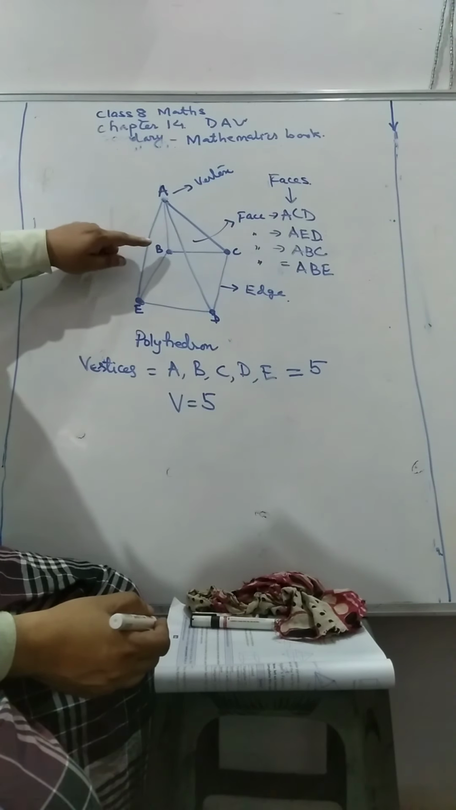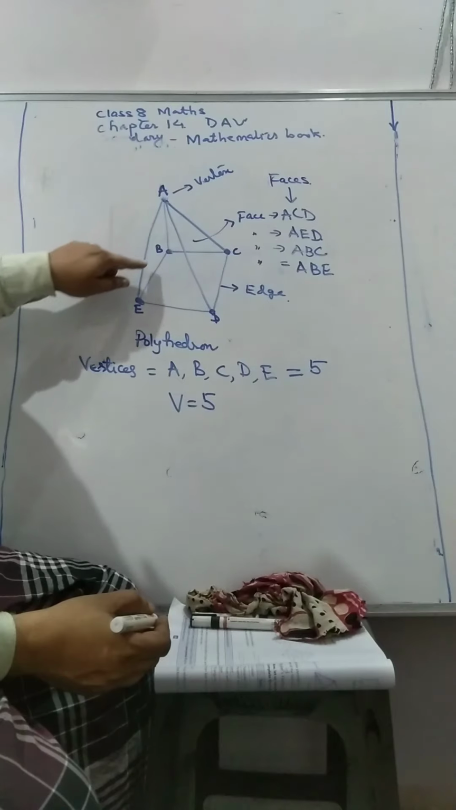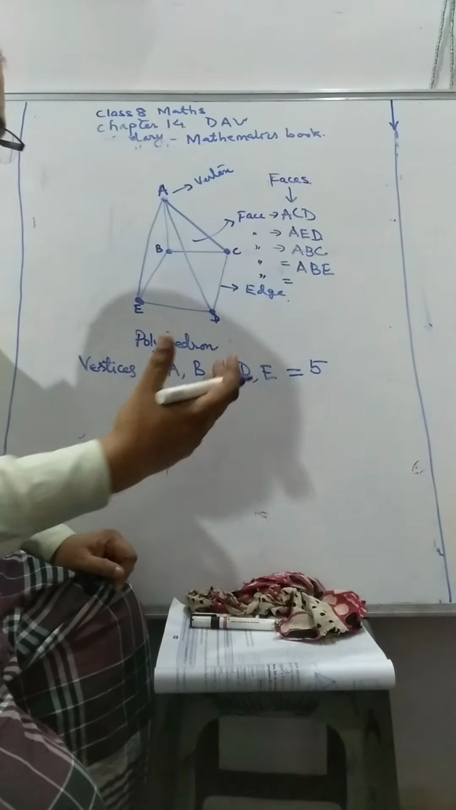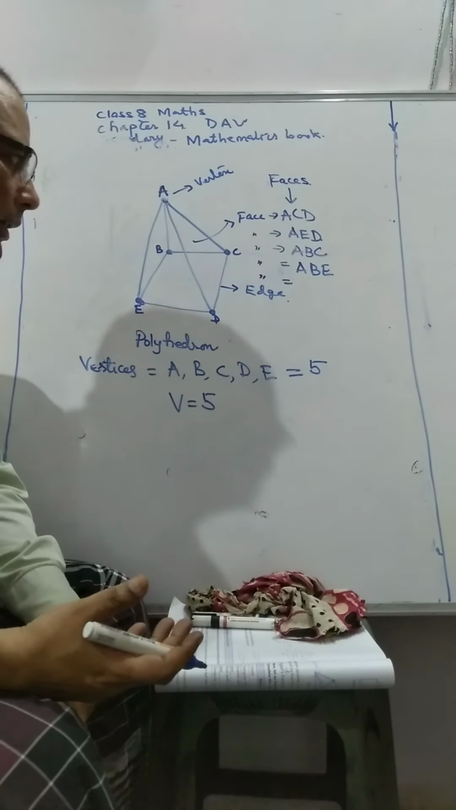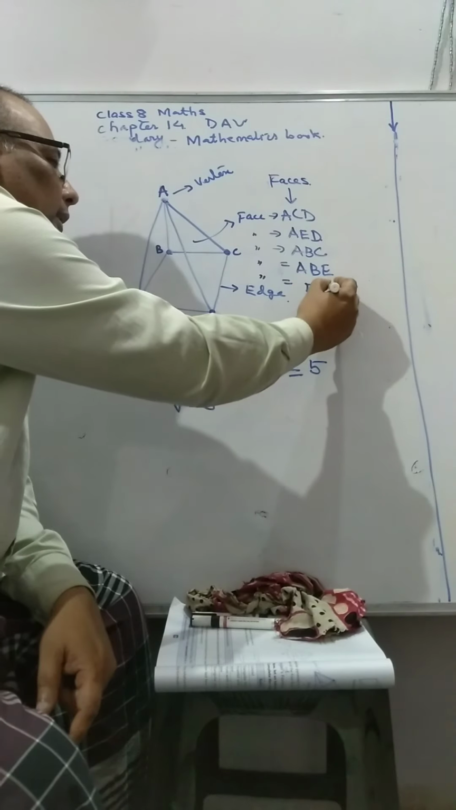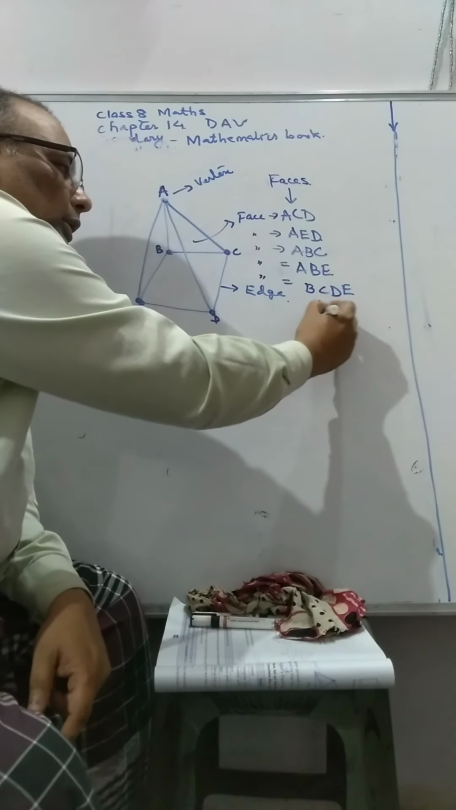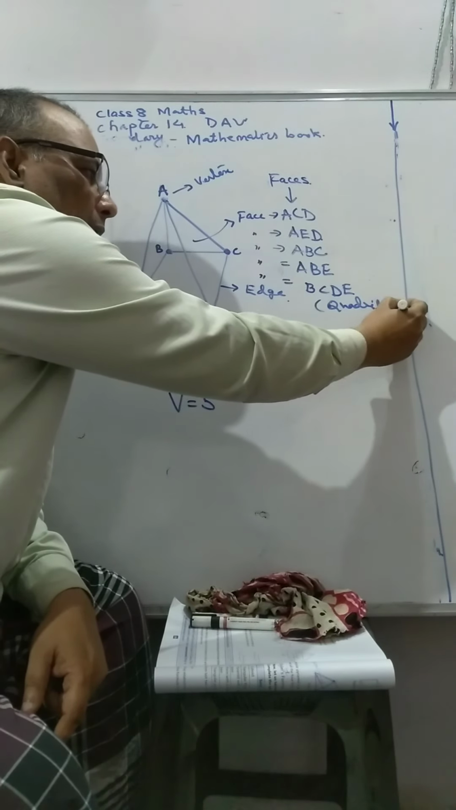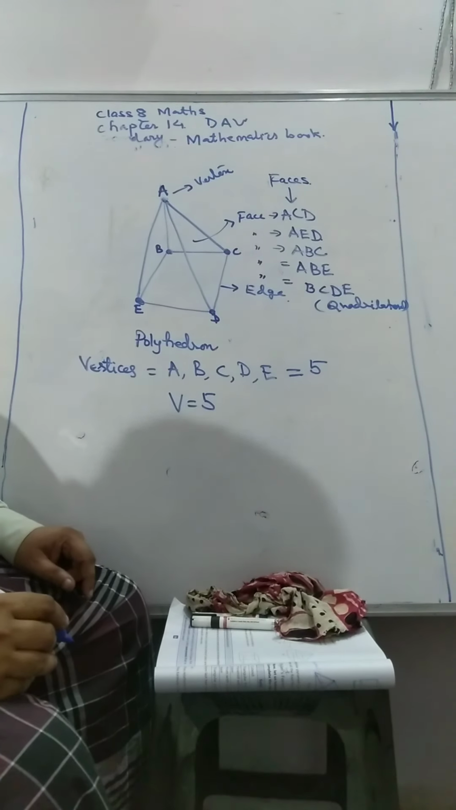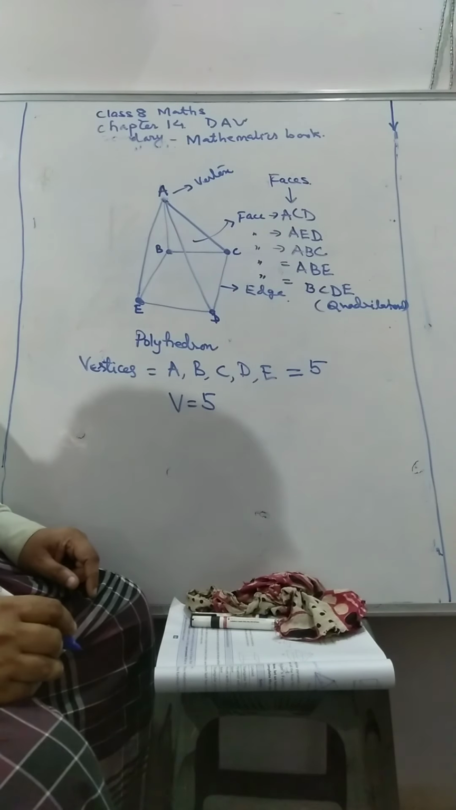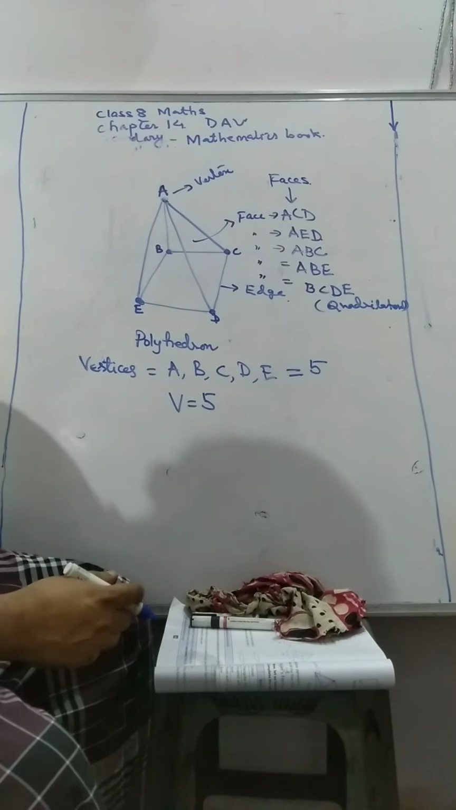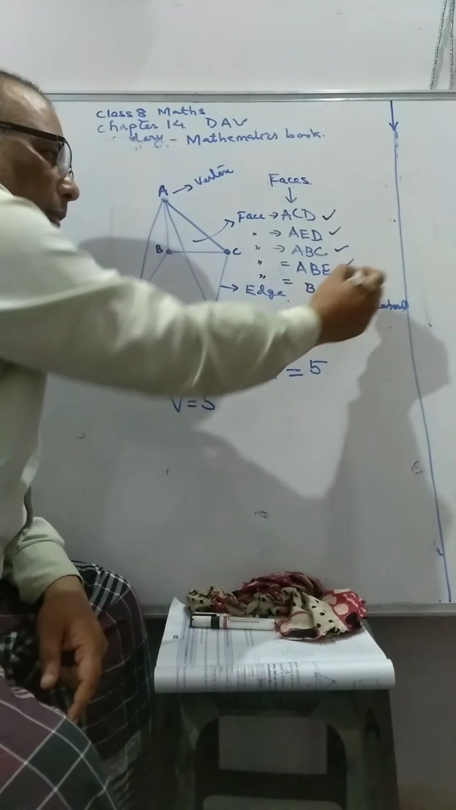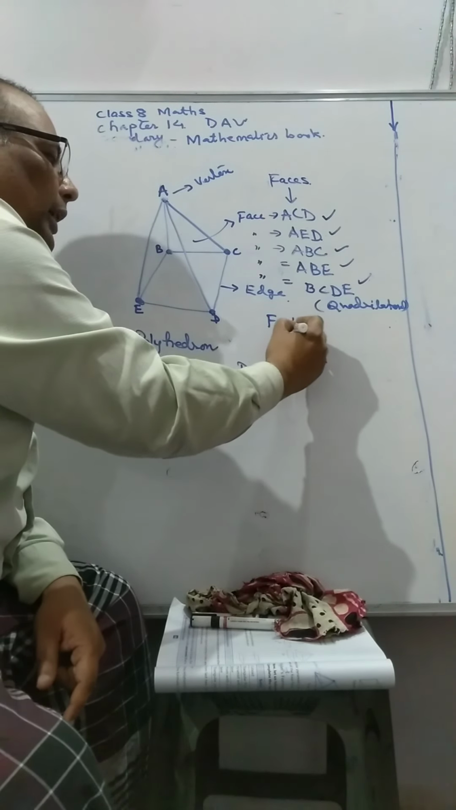Now this is also a face, the base. It is not triangular, it is a quadrilateral face. So B, C, D, E is a quadrilateral face. A quadrilateral is a plane figure bounded by 4 sides. So counting the faces: 1, 2, 3, 4, 5. So the number of faces is equal to 5.